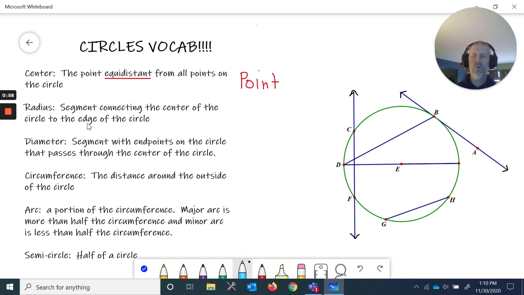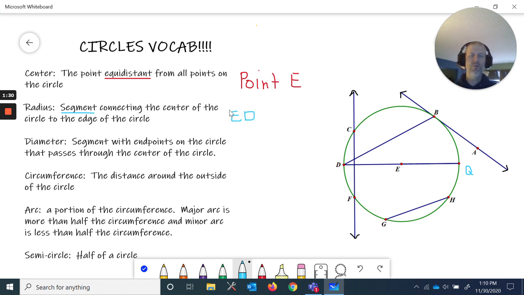The second term is the radius. That's a segment, so that means it has ends. And it connects the center of the circle we just talked about to the edge of the circle. I forgot to write point E. All right. So the radius, there's a couple examples here. We don't have a letter here, so I'm just going to call that a Q because I didn't use a Q yet. Okay, so ED is an example of a radius. EQ is an example of a radius.